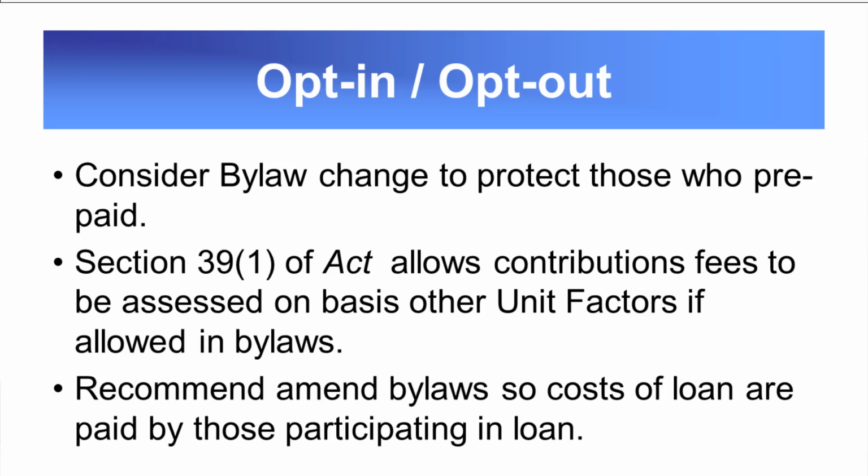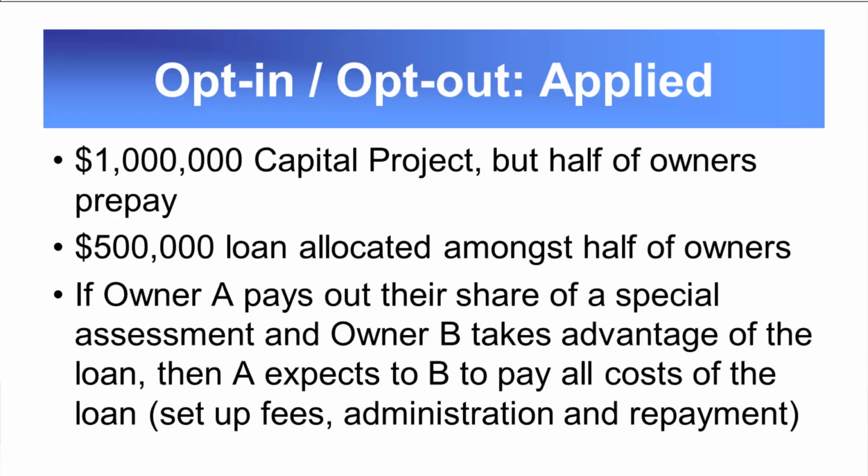Now, there are other ways that some people do it. I will talk about that briefly. So opt-in, opt-out example. You got $1 million, the capital project. Half the owners want to prepay. So you only need 500 grand. You got 500,000 in cash, and you need another $500,000. So if owner A pays out their share of a special assessment, and another owner, owner B, takes advantage of the loan, then A expects B to pay all the costs of the loan. Repayment, setup, administration, everything. So those taking advantage of the loan, it's not their loan, remember. They're just the ones on the hook for paying.